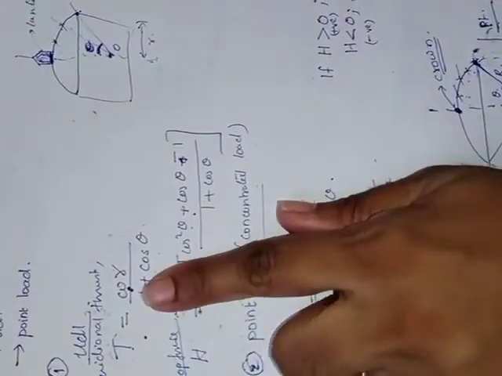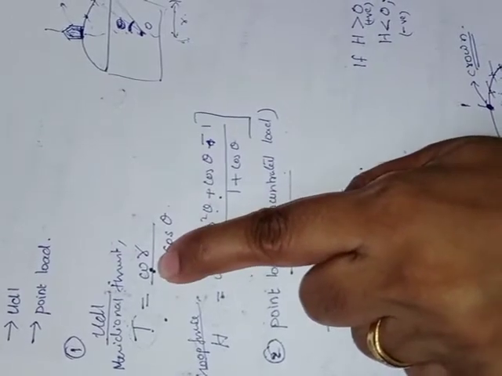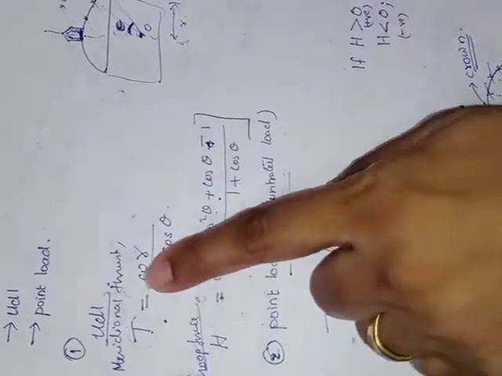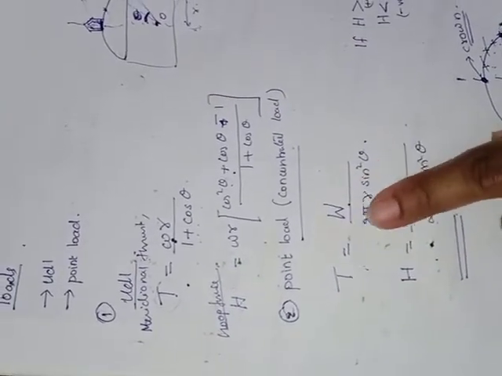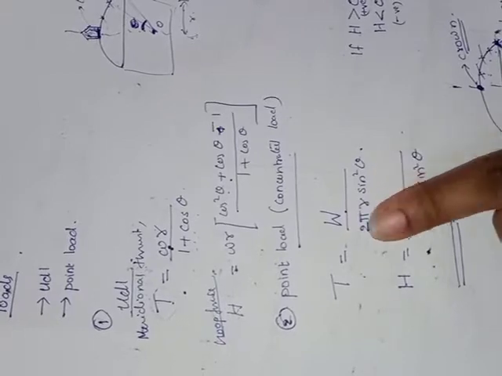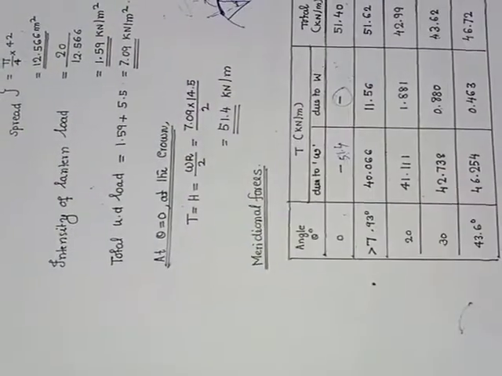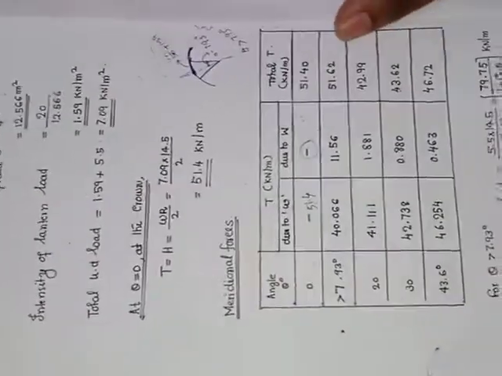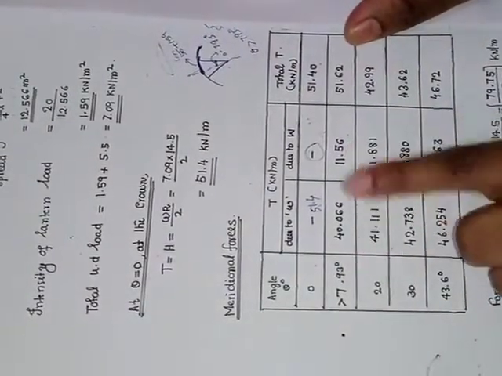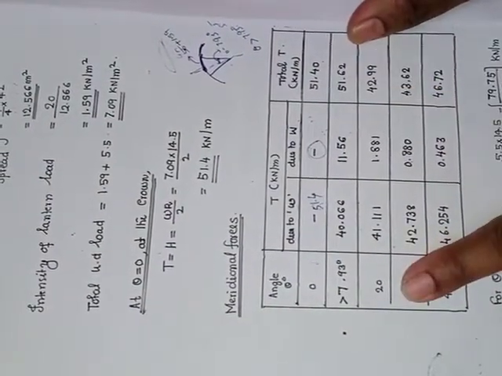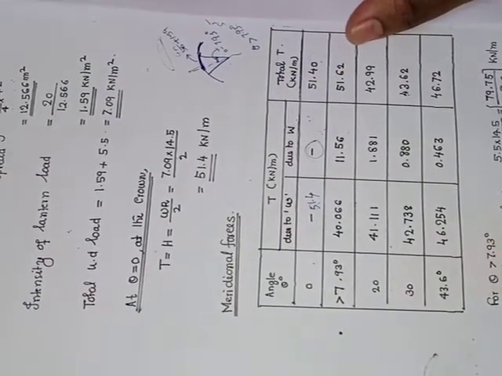The meridional thrust due to UDL is small w r by 1 plus cos theta, where w is nothing but the load corresponding to this UDL. And T due to point load will be equal to W by 2 pi r sin square theta, where W is the load due to the point load. If you substitute these, we will get these two thrusts and we will add them to get the total. We do this for 20 degrees, 30 degrees and finally 43.6 degrees.